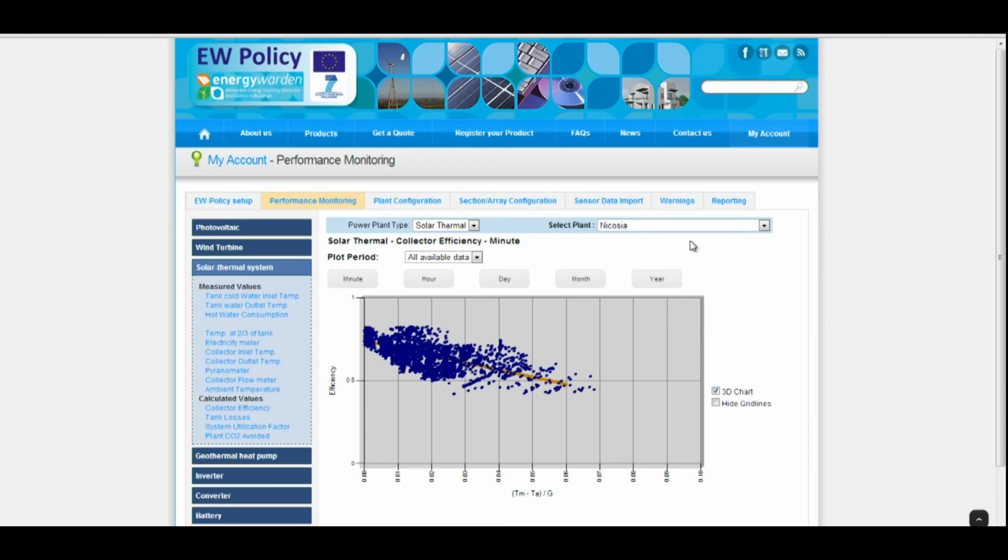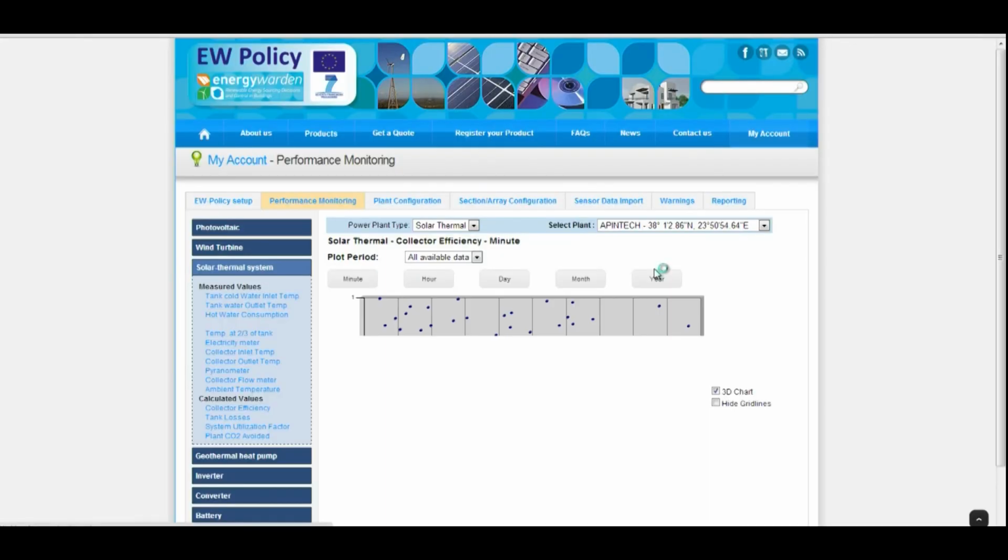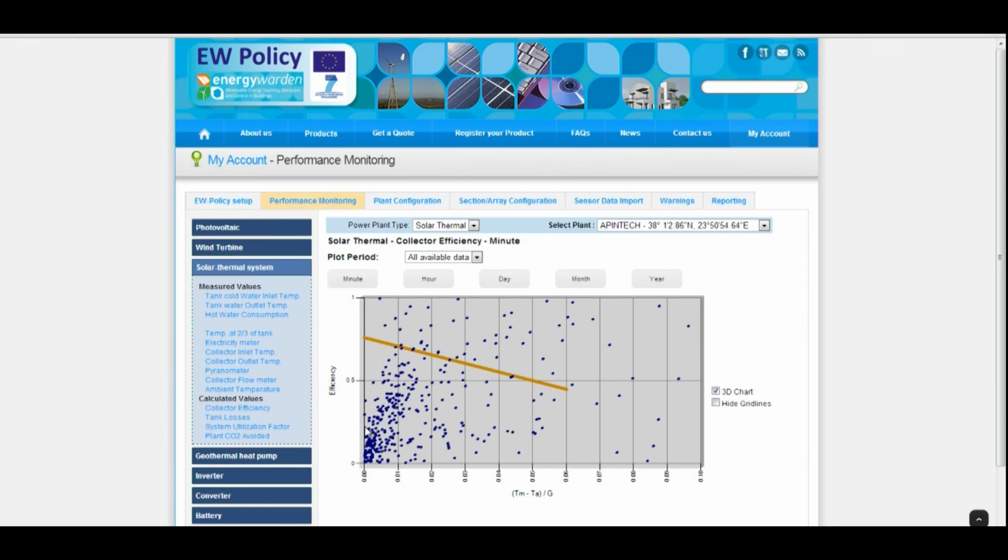If most of the measured values are lower than the nominal line, for a wide range of different rates of Tm minus Ta divided by G, that means that the system is not performing well, either mainly due to increased system thermal convection heat losses or due to installation problems.